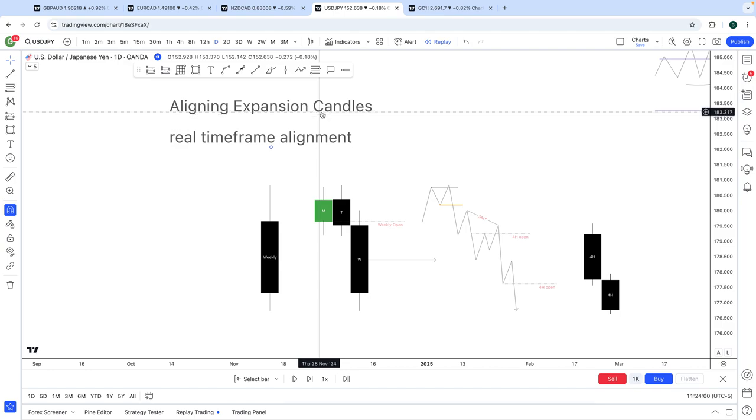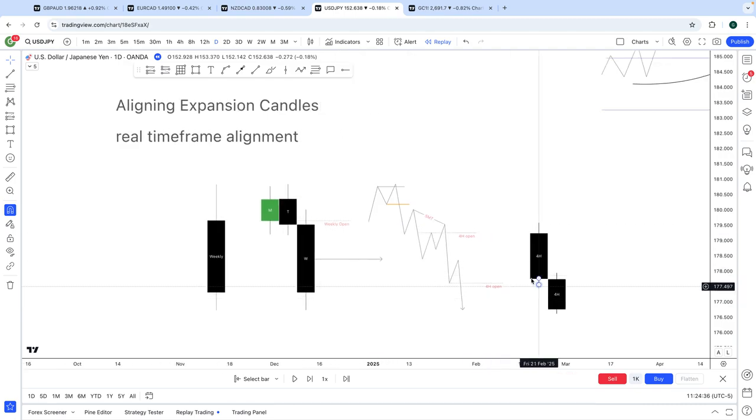Aligning expansion candles. This is real time frame alignment, right? Because let's say you get a weekly candle with that small opposing run for the possibility to create an expansion candle, and then you get a Tuesday manipulation, where we expect Wednesday to expand away. Well, now you're aligning expansion candles. We already expect this candle to expand, and we already have the reversal put in for the week. We have the small opposing run for the possibility to expand. So now we have the weekly expansion candle aligned, and the daily expansion candle aligned.